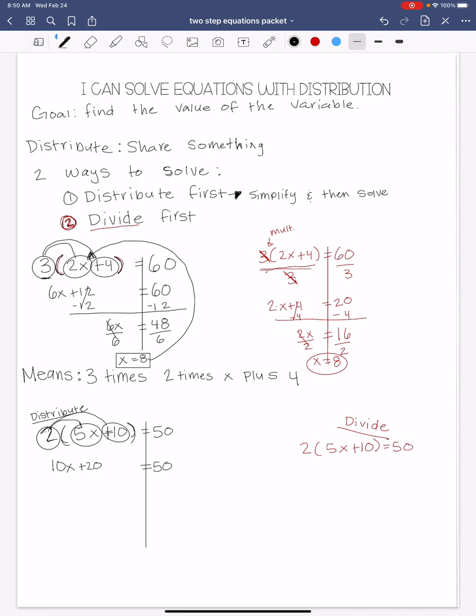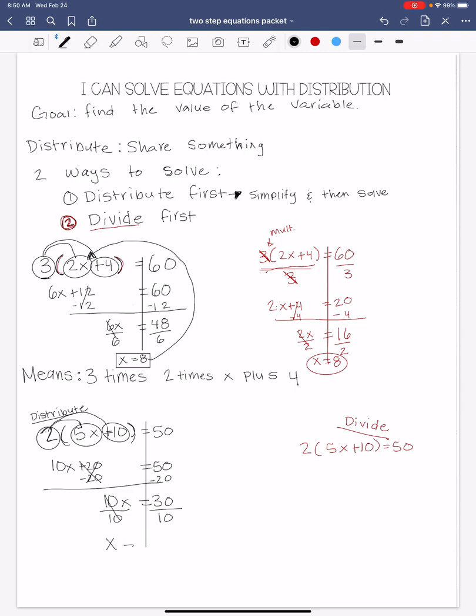Now I have multiplication and addition happening. It's easiest to undo that addition first with subtraction. So I'm going to subtract 20 from both sides. That makes this 0. And I'm left with 10x equals 30. Now, to undo multiplying by 10, I divide by 10.